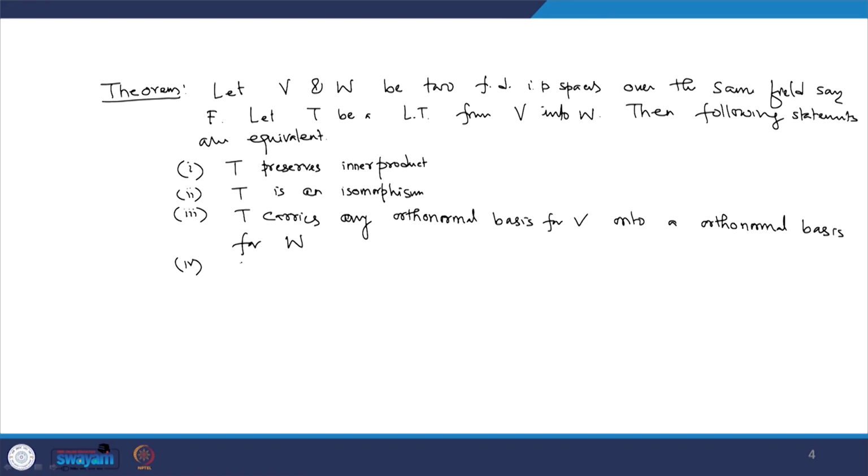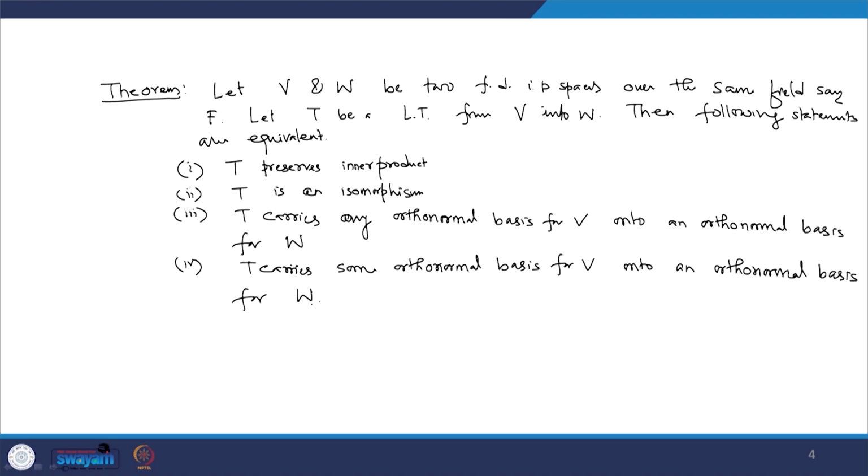Fourth, this is of course some sort of repetition, but in this particular case only, T carries some orthonormal basis for V onto an orthonormal basis for W.